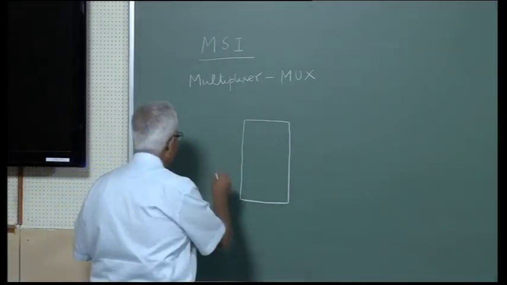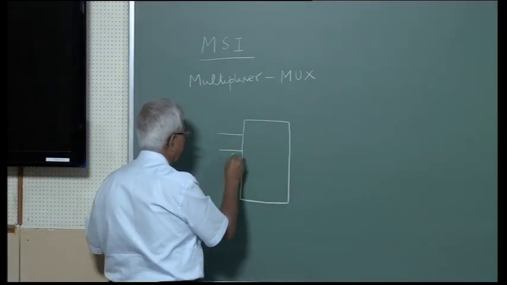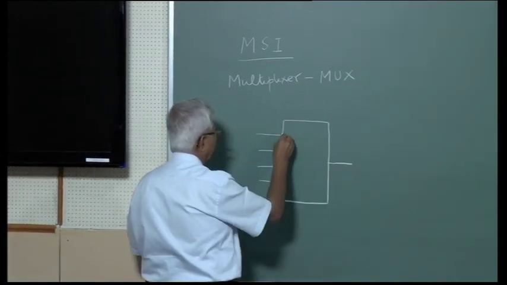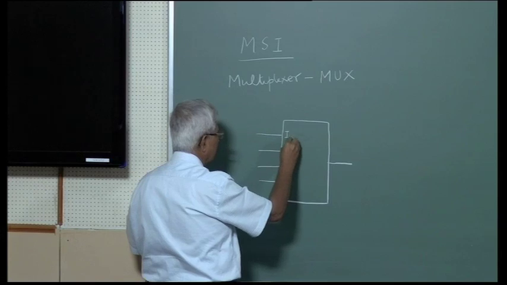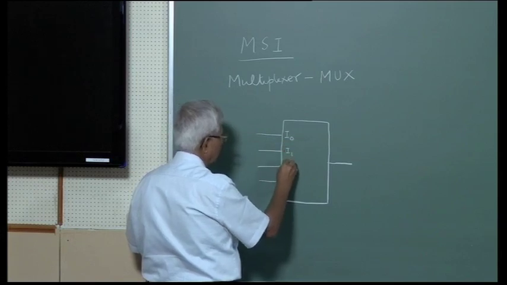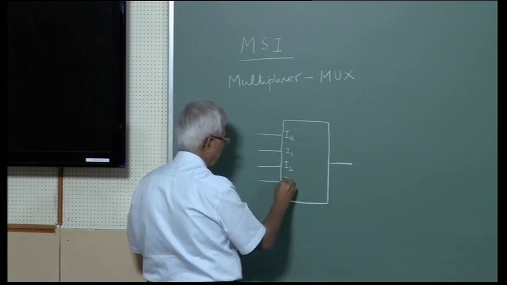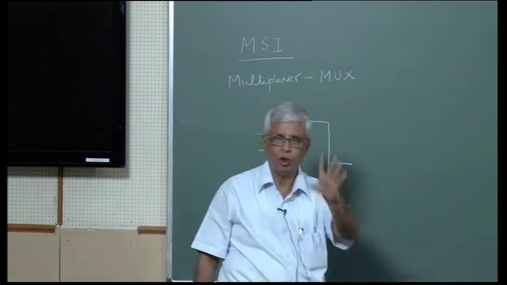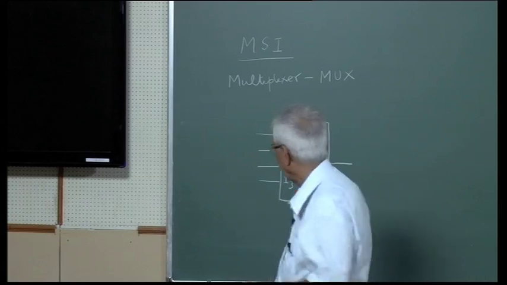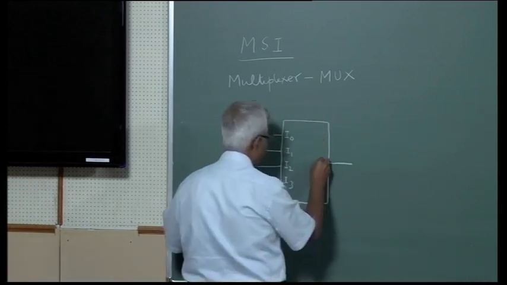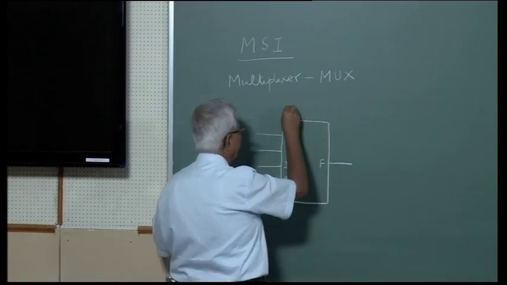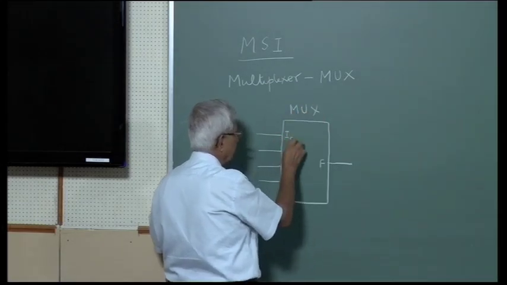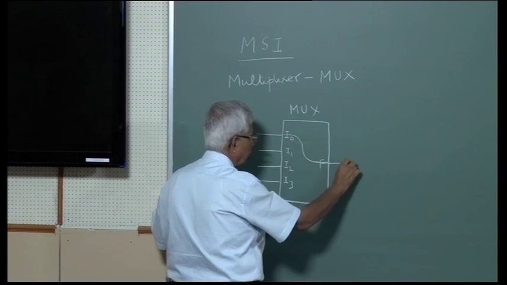Now, several inputs, I will say 4 to start with, and one output. I will call these I0, input 0, input 1, input 2, input 3. In digital it always starts with 0. 0 to 3 is 4. And then one output we will call F. The multiplexer property is that one of these inputs will be connected to the output at a given time.